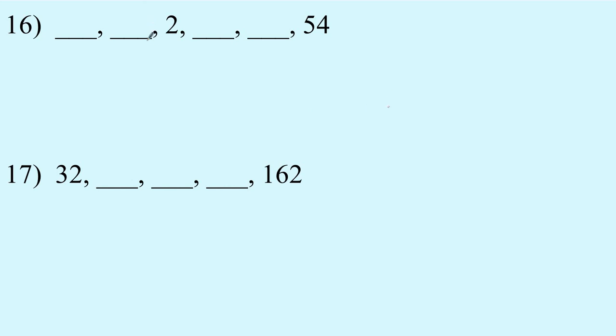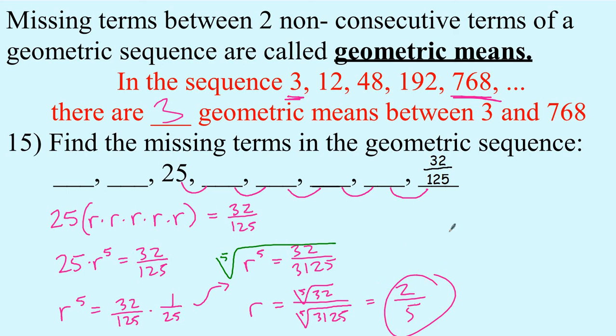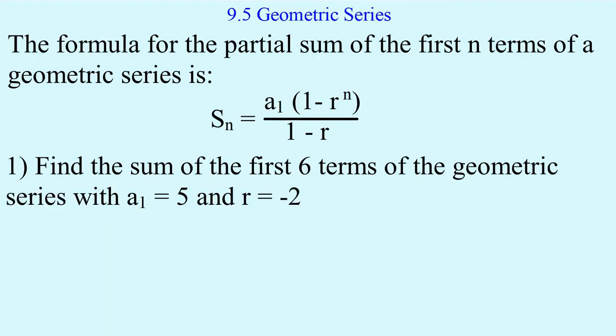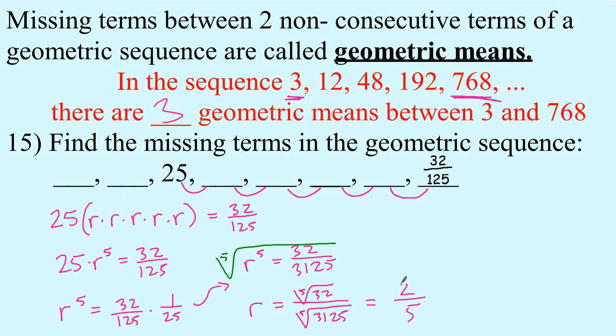Okay, so number 16. We have 2, and we're going to multiply it by 1, 2, 3 r's, so r cubed, to get us 54. So r cubed is 27. When we take the cube root of everything, we get r equals 3. So our ratio is 3. I just realized I solved for the ratio. That's not what I was doing here. Okay, that was not the point of this question.